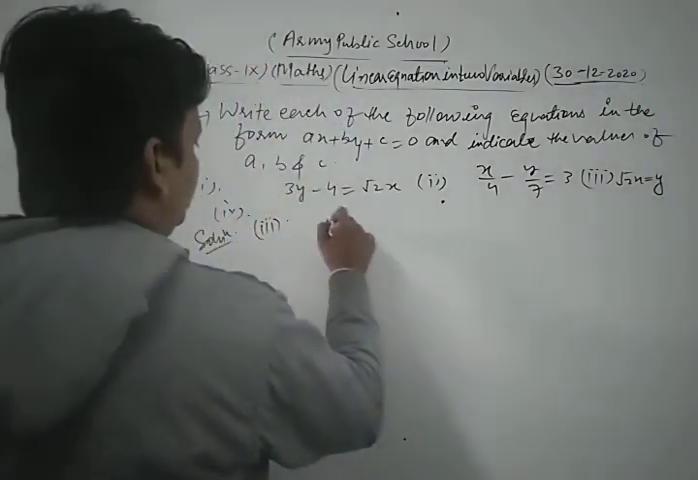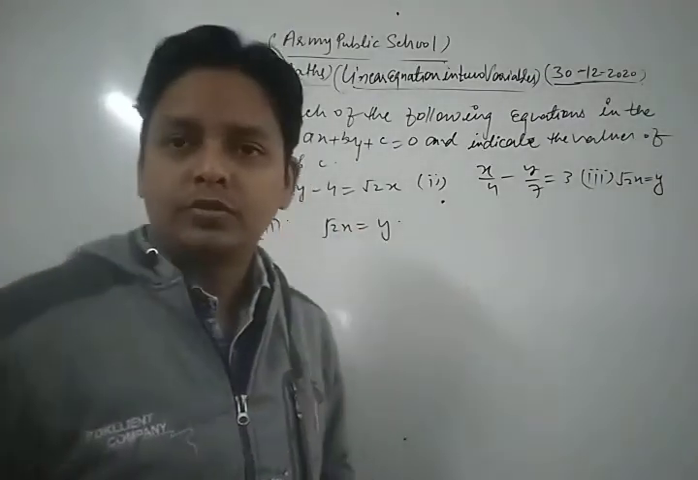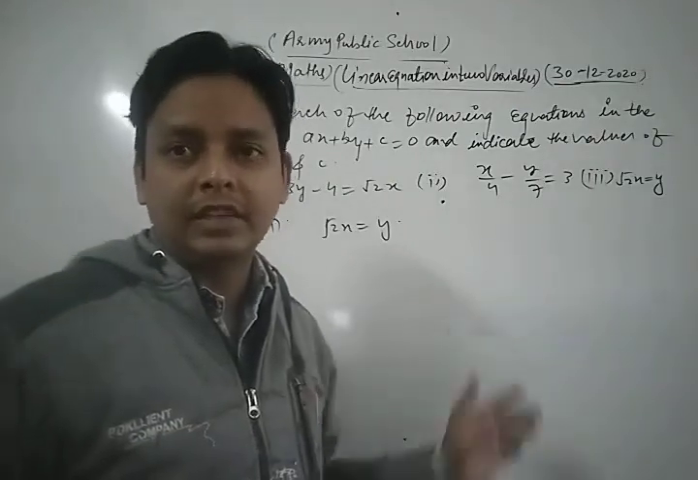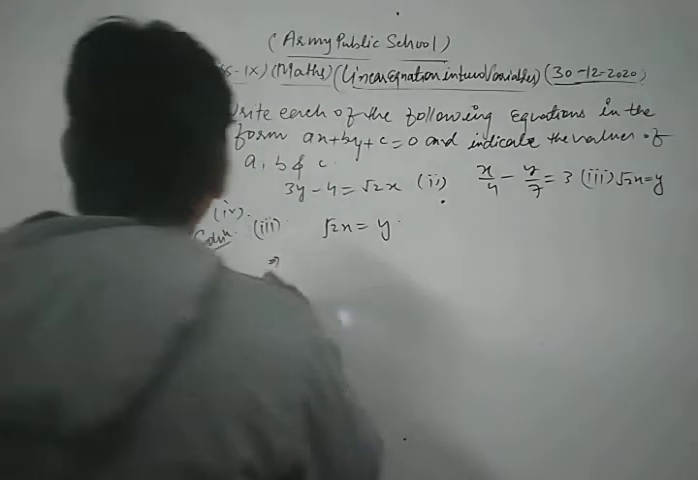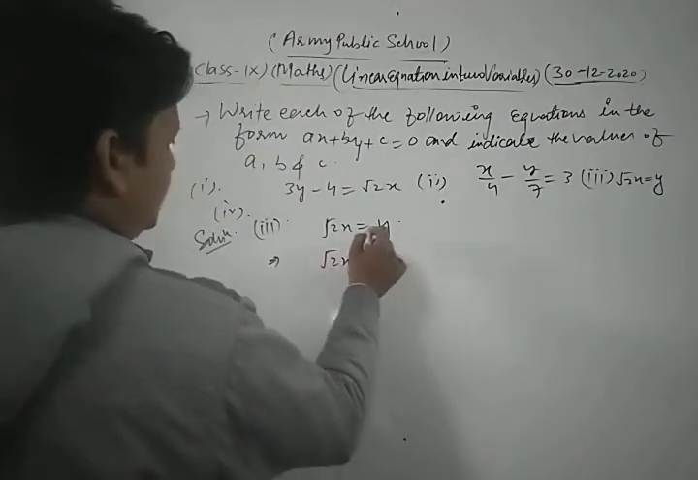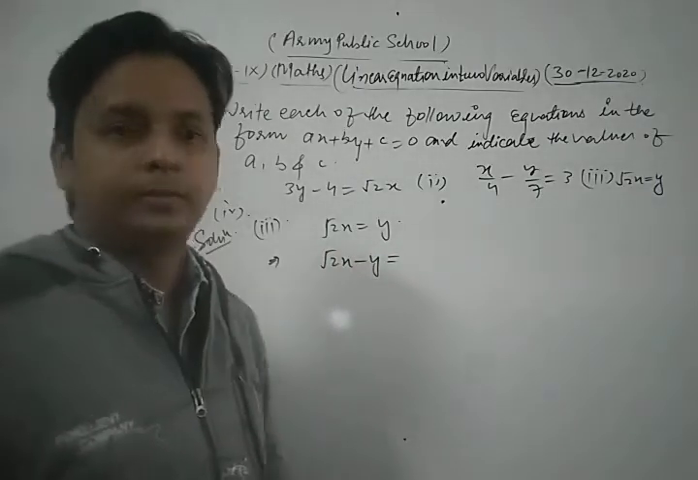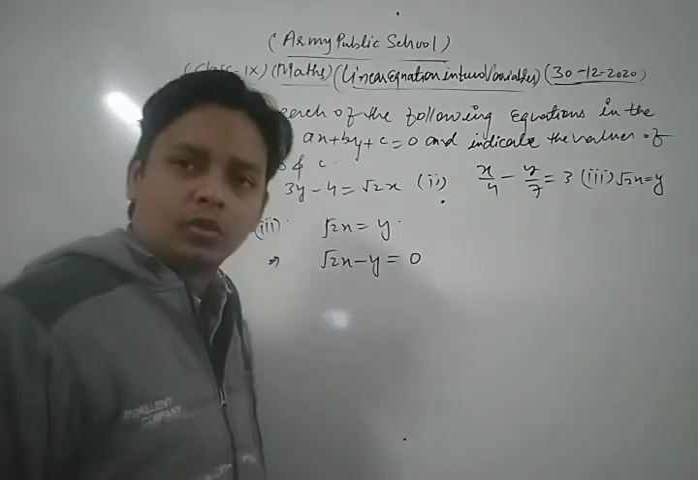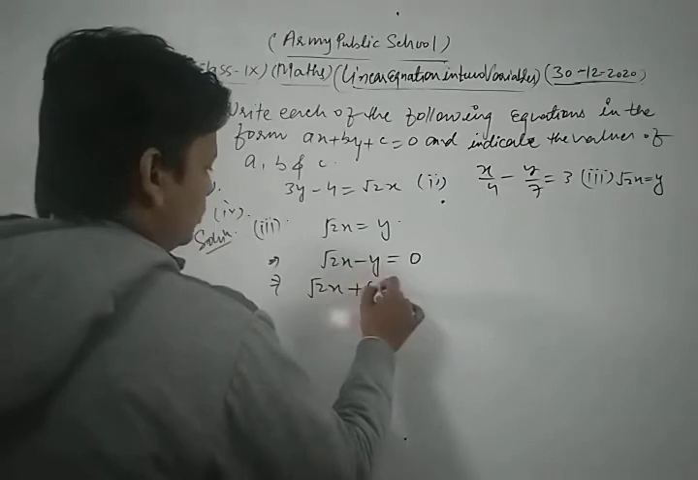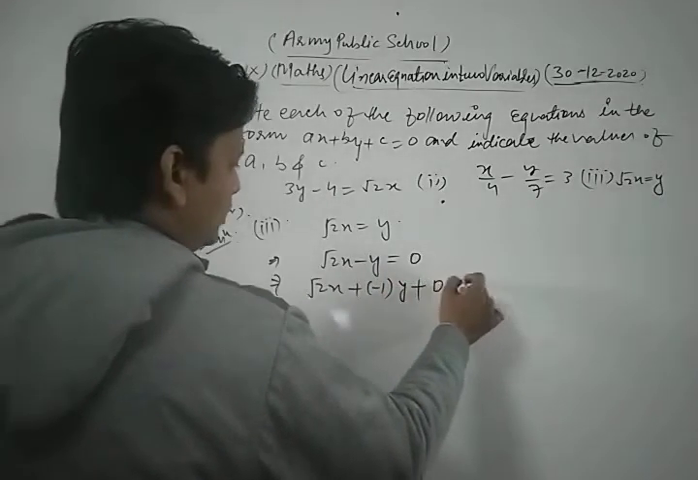Root 2x is equal to y. So first of all, dear student, what do I do? First of all, we transfer the y to the left hand side. So we write root 2x plus, transferring y to that side, this is minus y, is equal to 0. Now we write root 2x plus minus, the coefficient of y is 1, so we can write minus 1 into y, and we write plus 0 is equal to 0.